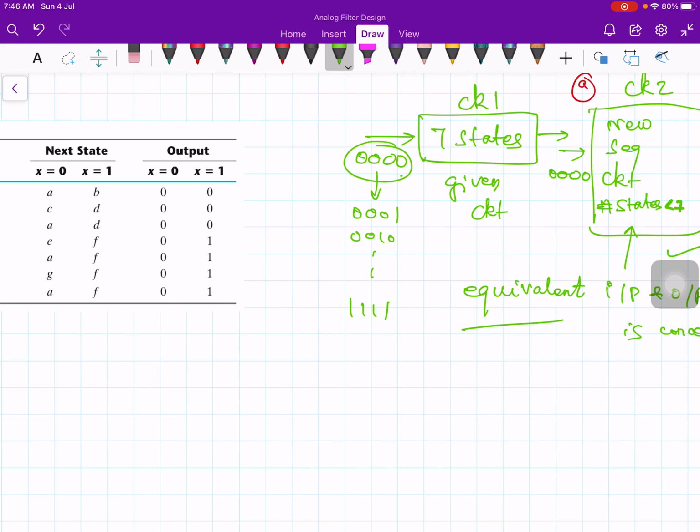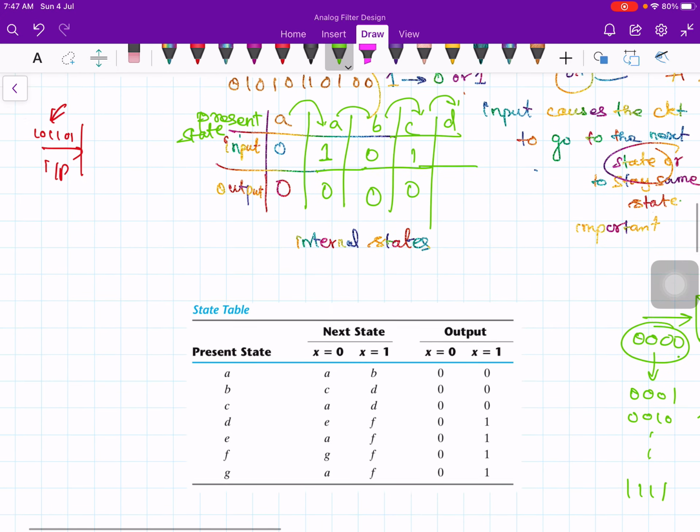Therefore one may be replaced by the other. I don't use the 7 states, I will use fewer states. So this is the problem of state reduction. The problem of state reduction is to find ways of reducing the number of states in a sequential circuit without altering the input-output relationship. So that has to be remembered. Now we need to proceed to reduce the number of states for this given example.